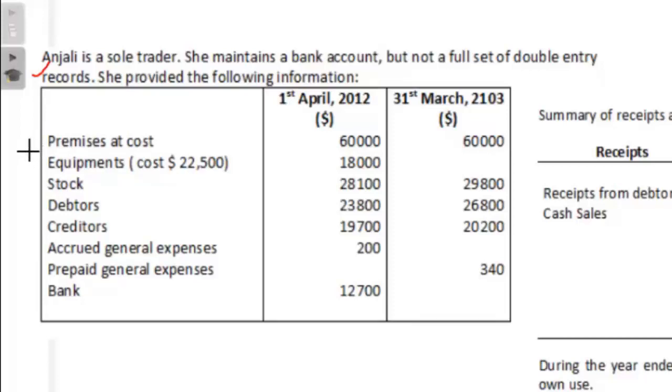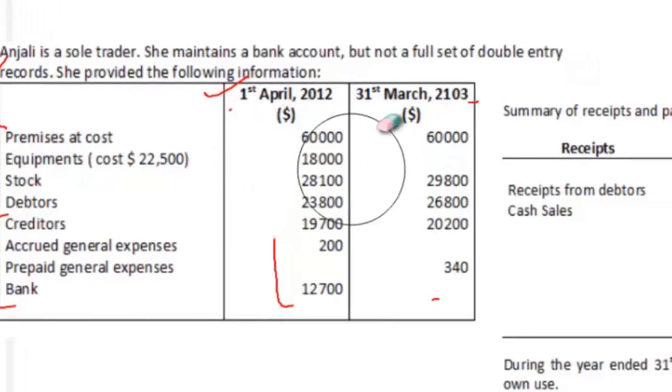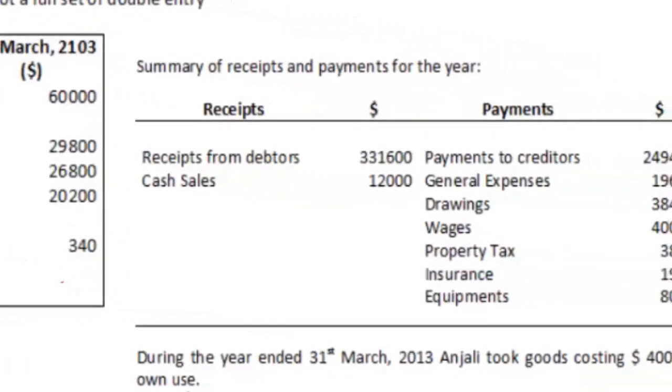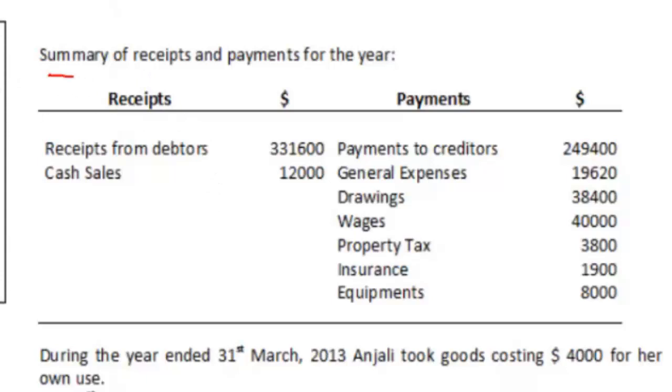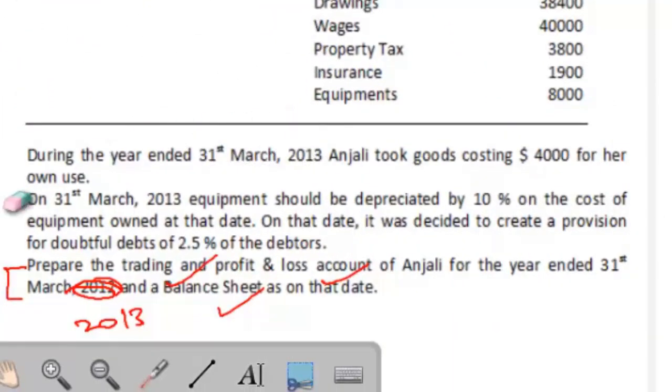And see what information is given in the question. This is the beginning date of the accounting year, 1st April 2012, and this is the last date of the accounting year. On the first day, these are the values of the assets and liabilities, and these are the values of the assets and liabilities on the last day. After this we have information regarding the banking transactions, a summary of receipts and payments. These are the receipts and these are the payments. Then we have some additional information, and now we are to prepare final accounts.